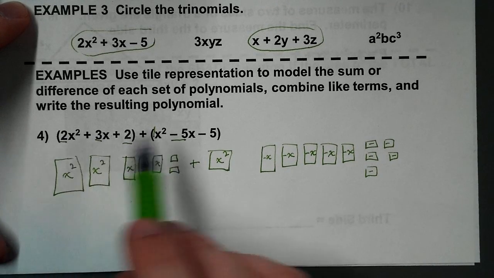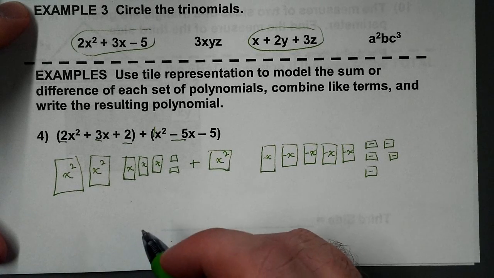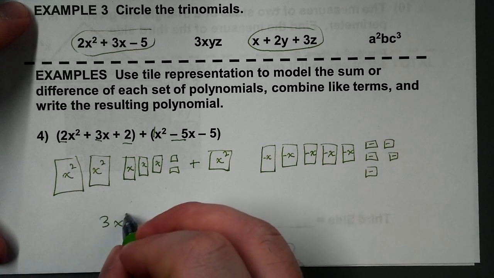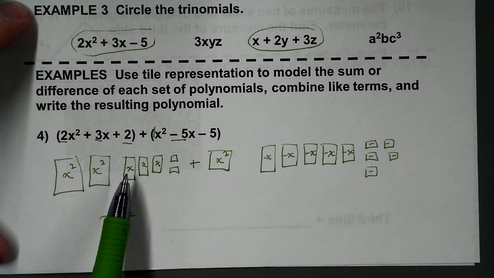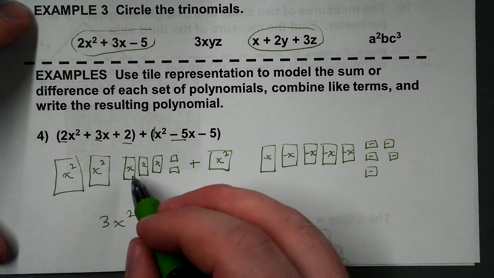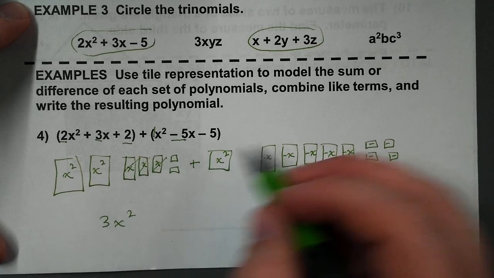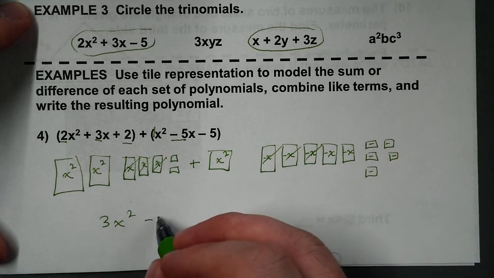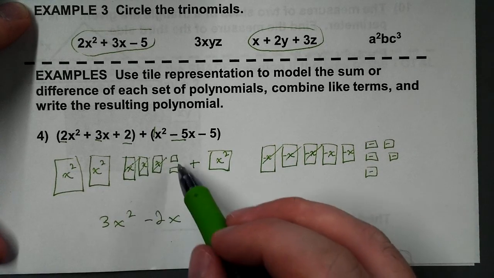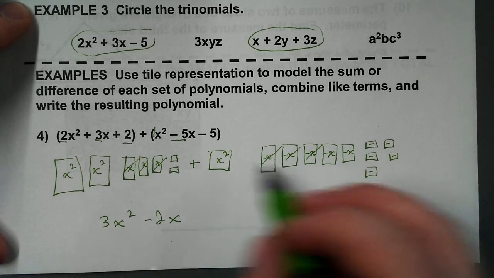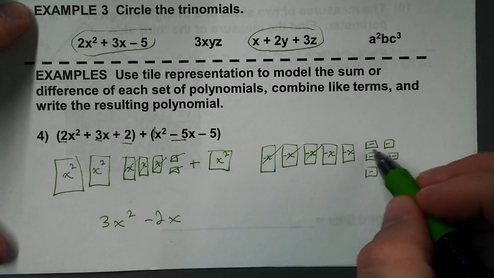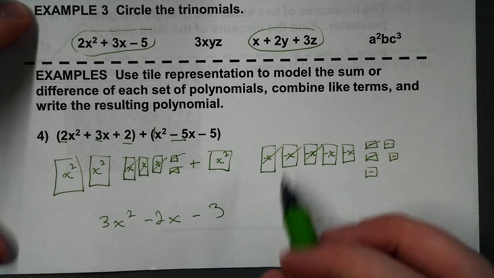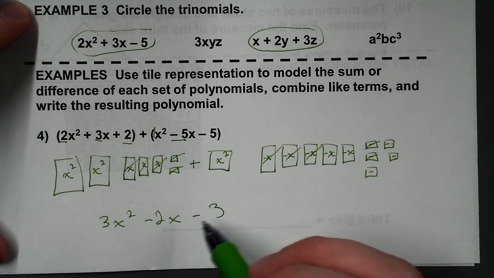Well, I have 2x squareds. I'm adding 1x squared. So 1, 2, 3. That is 3x squareds. Now, I had 3x's. I need to take away 5. Well, 1, 2, 3 takes care of those 3. And then we have 2 minuses left over. So minus 2x. And then we have 2 blocks here, 1, 2, and we need to subtract 5. So 1, 2, 1, 2, and I have 3 negatives left over. So just minus 3. So this is a way to do this with tiles.